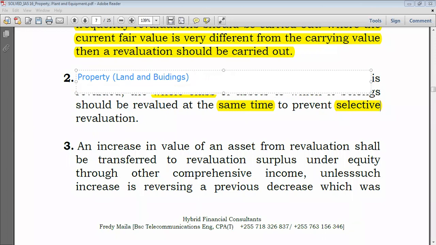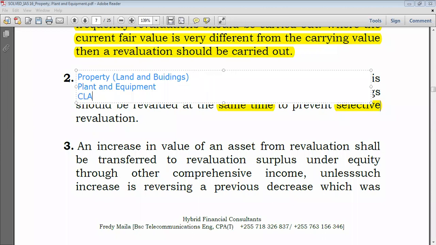So we have property, but you could also say maybe plant and equipment. These could be examples of classes. So just be careful on this.